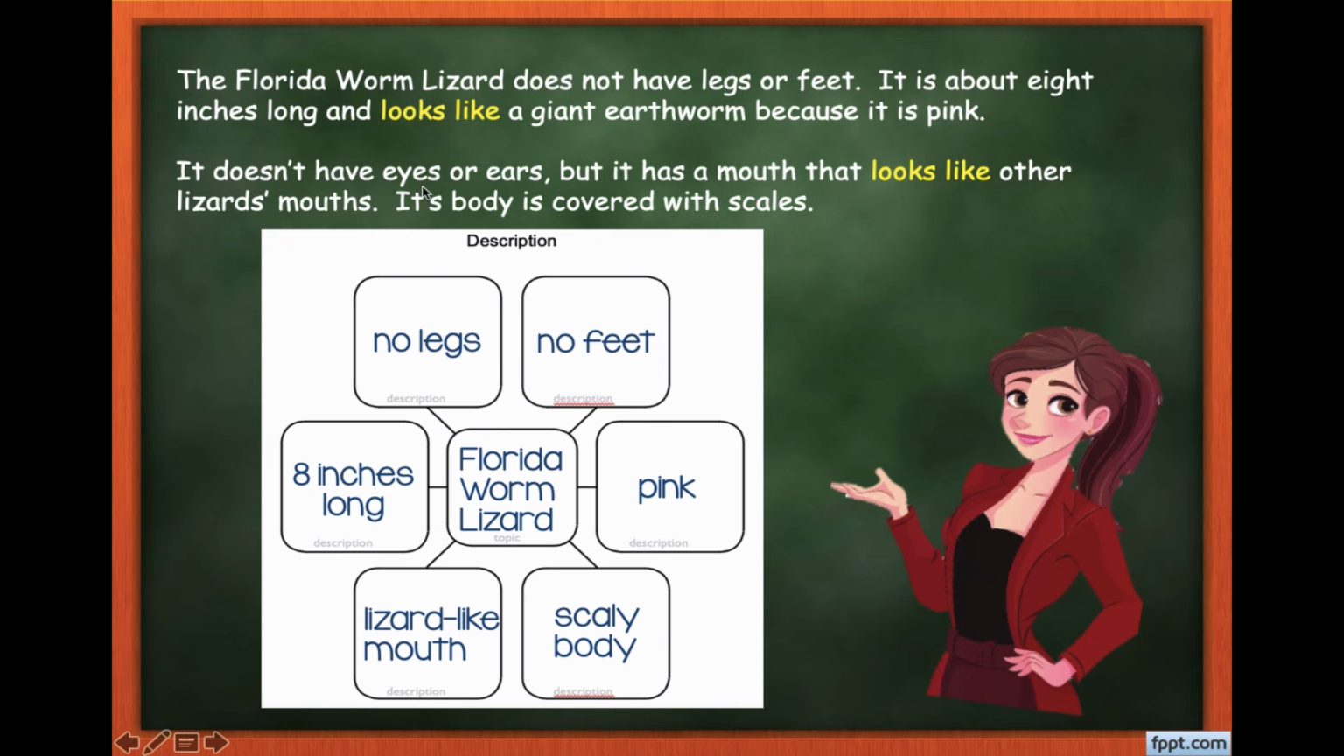It also says it doesn't have ears or eyes, but it has a mouth that looks like other lizards' mouths. So I wrote in there, lizard-like mouth. The passage also tells me that its body is covered with scales. Therefore, I wrote scaly body to use as a description to describe the Florida worm lizard. Just by reading these two paragraphs, I was able to come up with 6 different phrases or words that describe a Florida worm lizard. If you're curious to see what one looks like, you can definitely research one and look it up.